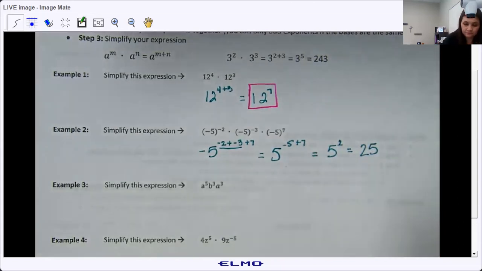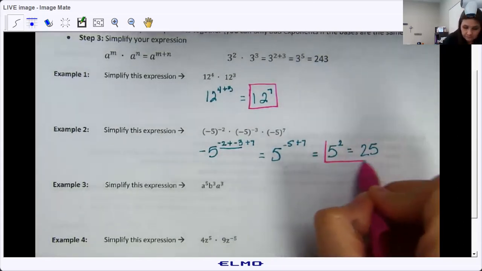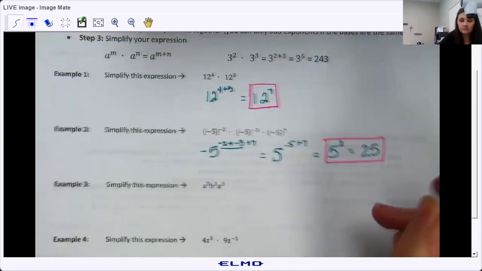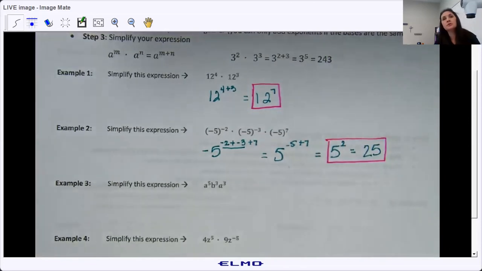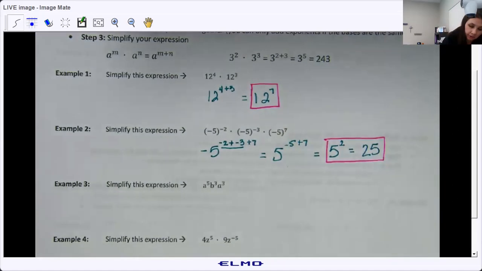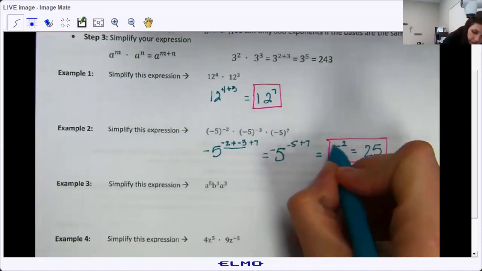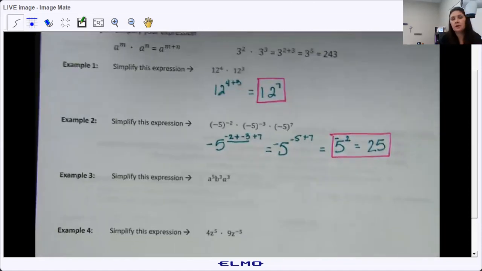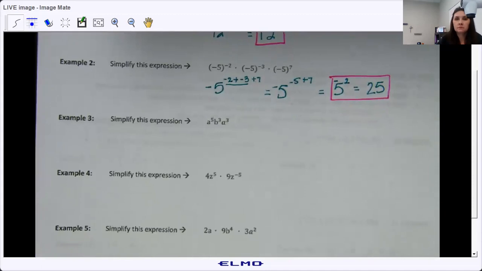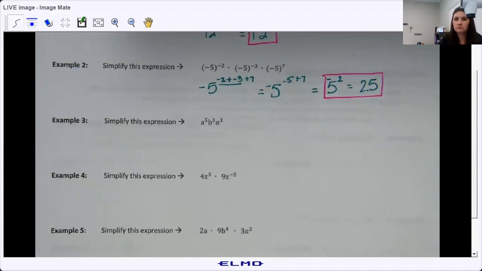Why is it no longer a negative? Why is the coefficient... sorry, I forgot. -5 plus 7 is a positive 2. Oh, the base, it is negative. I'm sorry, I forgot to bring in my negative. But it's still equal to 25 because negative times negative is positive. -5 times -5 is a positive 25.